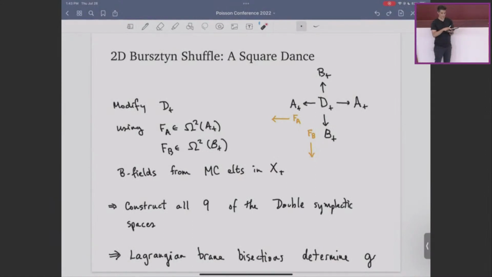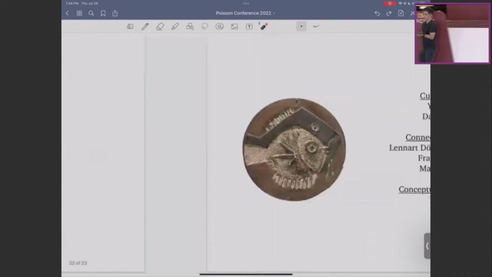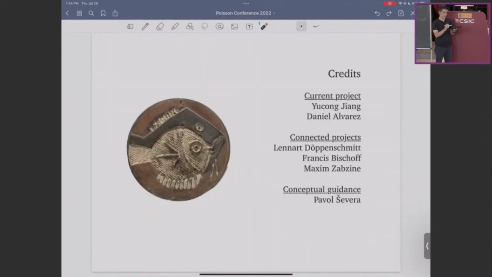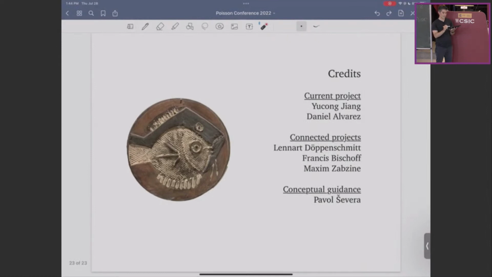And when I say we, I refer to the two people who are working with me on this project. One of them is Yusong Jiang, who's here. Where is he? Right there. Hi, Yusong, my student. And Daniel Alvarez, who's not present, but he's in Toronto, joining us from Zoom, I hope. Hi, Daniel.